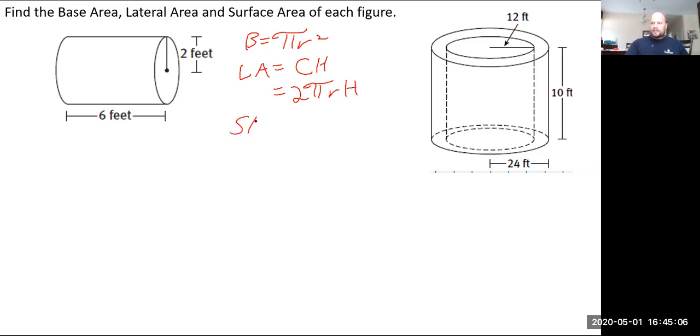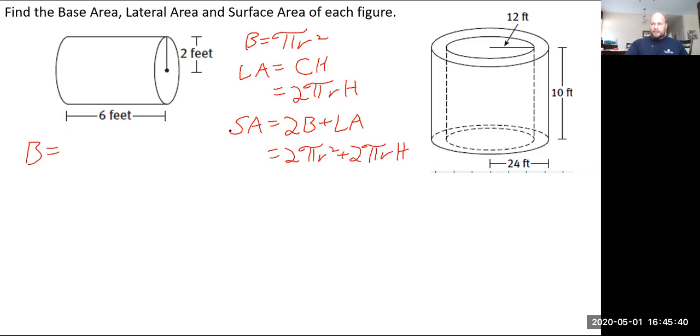For our surface area, just like our other one, we can do 2 times our base area plus our lateral area. Or we can plug in these two equations that we had here. So we can do 2 times pi r squared plus the lateral area, 2 pi r h. So on the first image here, we are going to do the base area.